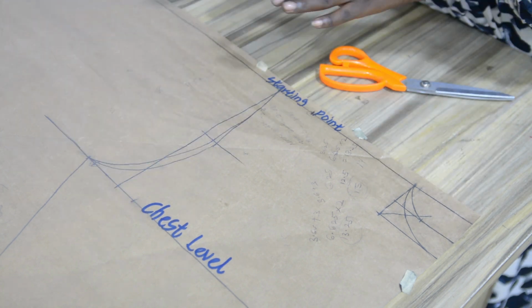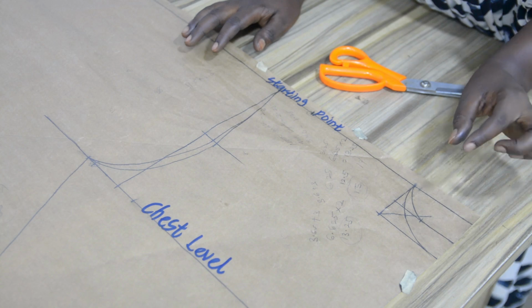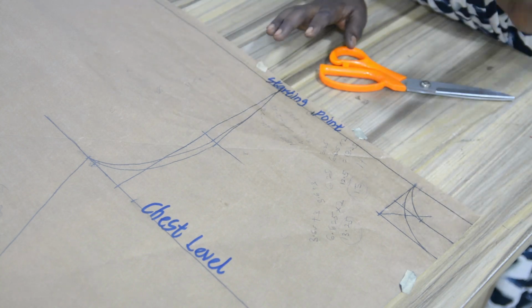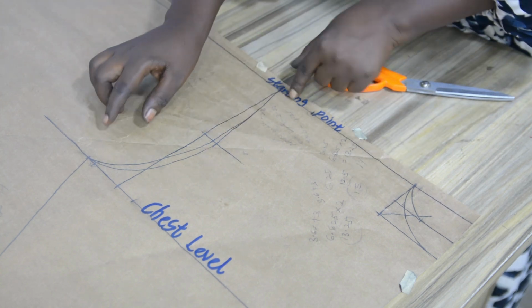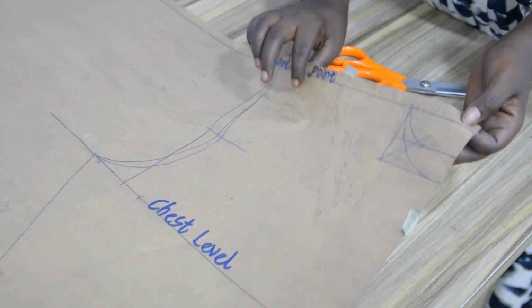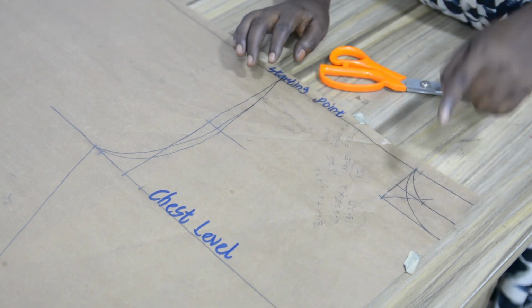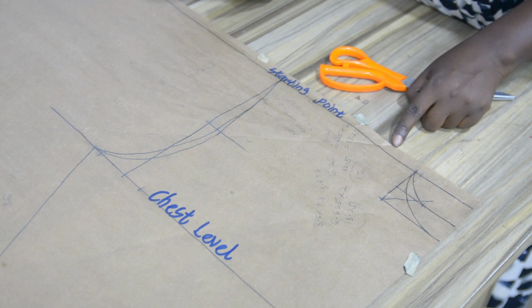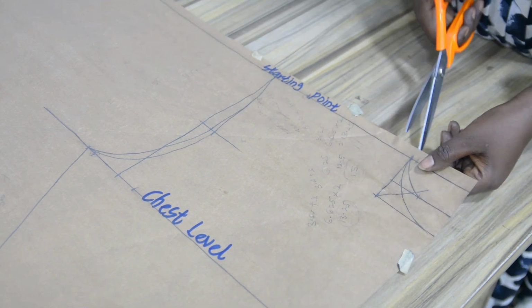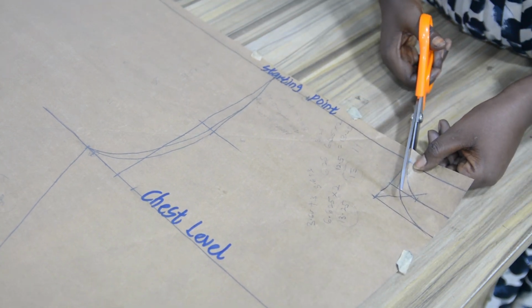And the differences I have between the front and the back panels is the neckline and the armhole. So I will be cutting out the back neckline only and the back armhole only. After cutting my back panel out on my fabric, then I will now trim off the front neckline and the front armhole. So now I'm cutting out the back neckline.